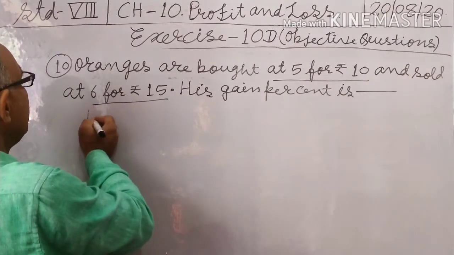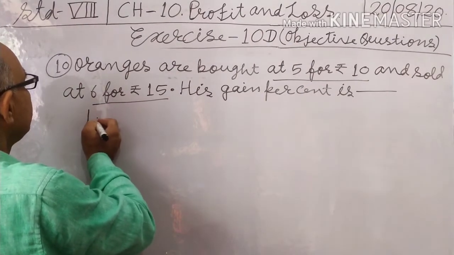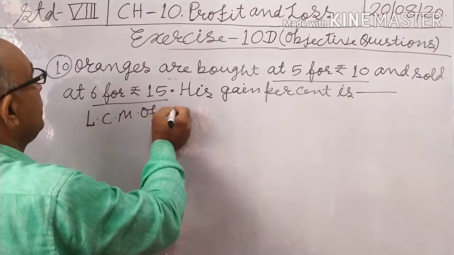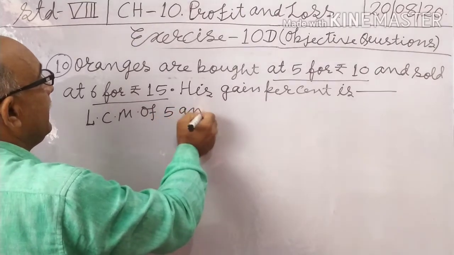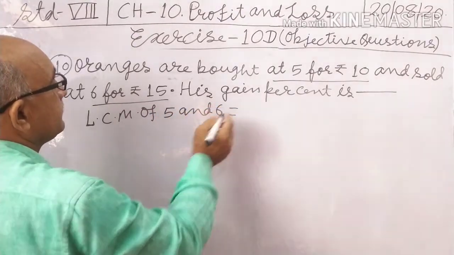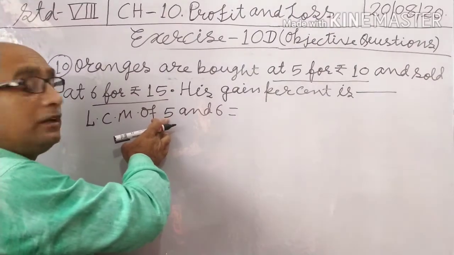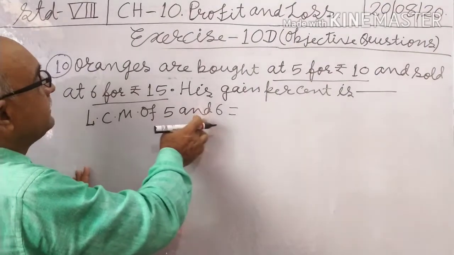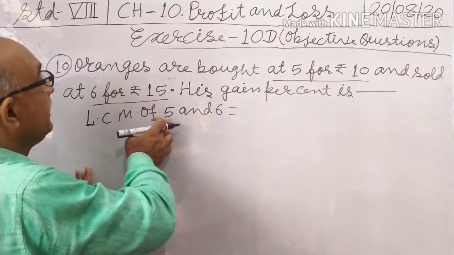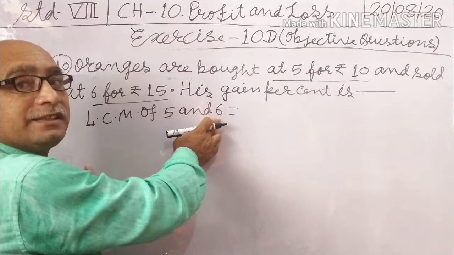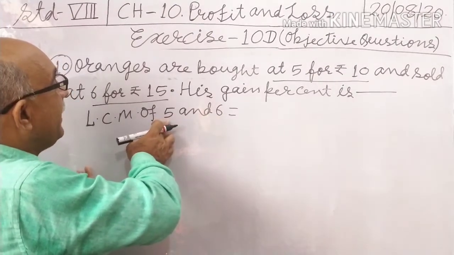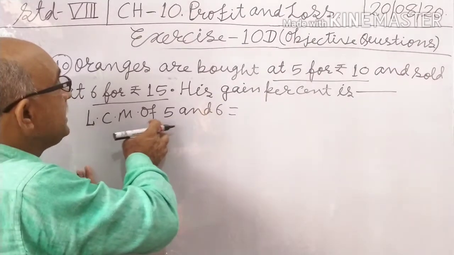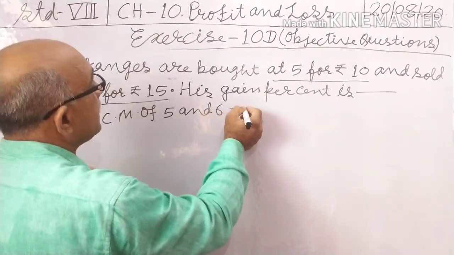So find LCM of 5 and 6. 5 is the buying number and 6 is the selling number. So LCM of the buying number and selling number, LCM of 5 and 6 is 30.